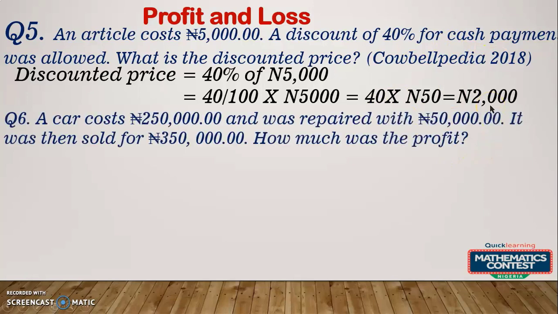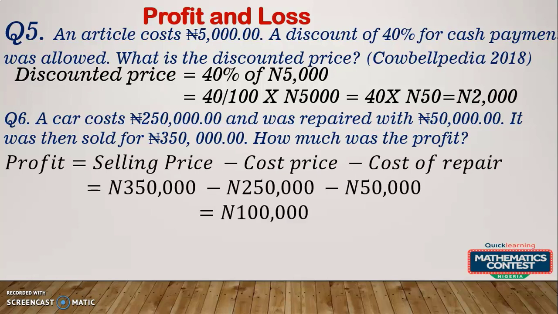The next question, a car cost 250,000 and was repaired with 50,000 naira. It was then sold for 350,000. How much was the profit? So to get the profit here, what we get to do is the selling price minus the cost price minus the cost of repair. Now the selling price was 350,000, the cost price was 250,000, the cost of repair is 50,000, and the profit will finally come up to 100,000.